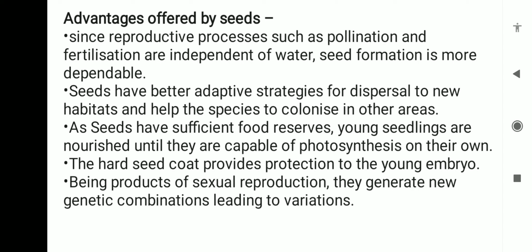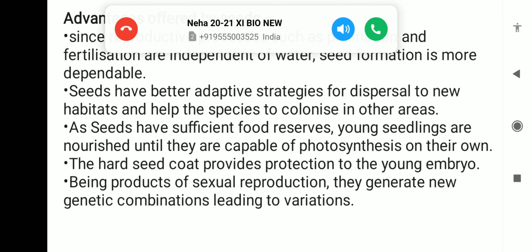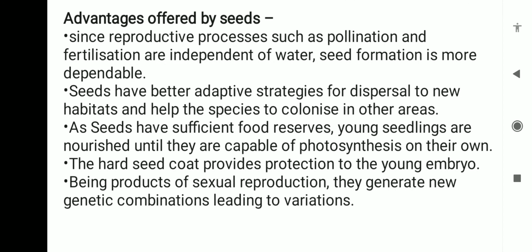We know that if the seeds are spreading from one place to another, it is a very important structure in which new seeds are going to be generated. Beta, new types of seeds are going to germinate into new types of plants. So seeds have better adaptive strategies for dispersal to new habitats, and help the species to colonize other areas. As seeds have sufficient food reserves, young seedlings are nourished until they are capable of photosynthesis on their own. The hard seed coat provides protection to the young embryo.